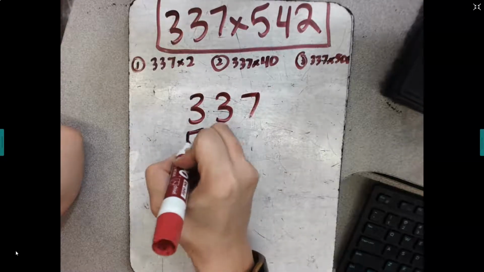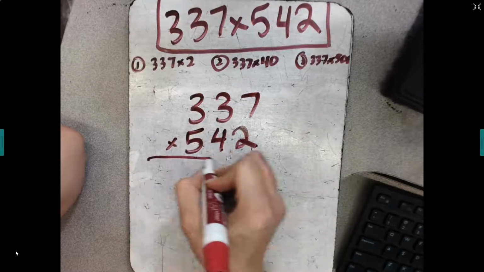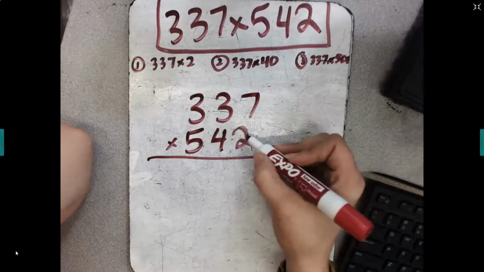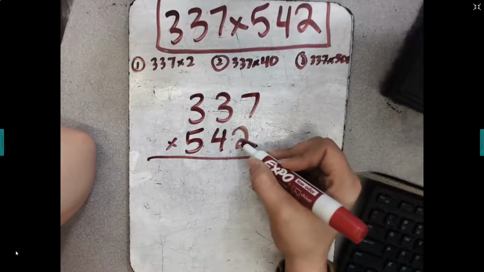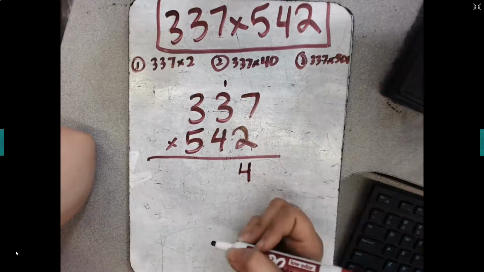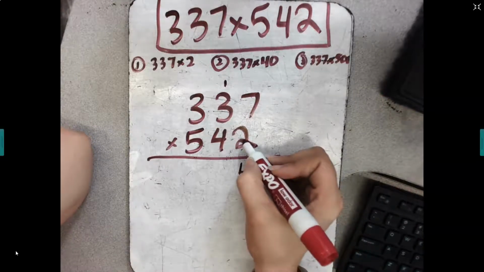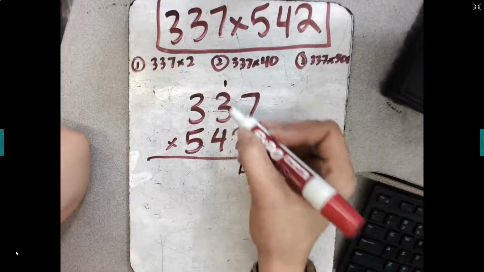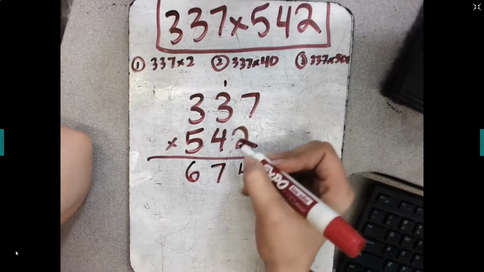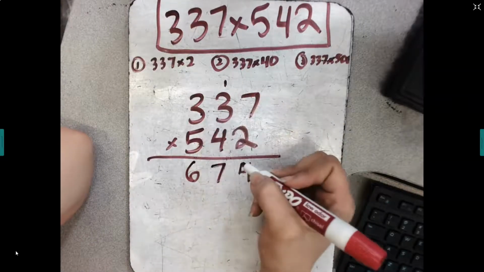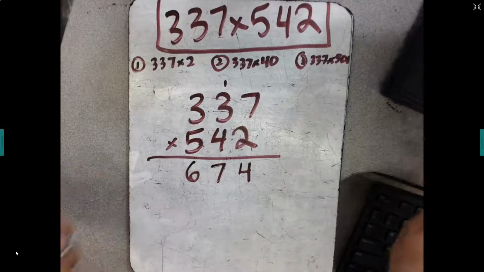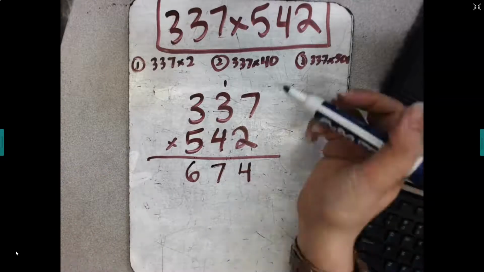I set it up by lining up my digits in their correct place values. And I'm going to start with my first step, which is going to be 337 times 2. So I start, just like I do with addition, over to the right. I'm going to do 2 times 7 is 14. I carry in my 1, just like addition. Then I'm going to do 2 times 3 is 6, plus the 1 is 7. And then I do 2 times 3 is 6. So I did 2 times 7, then 2 times 3, then 2 times 3 again. I go right to left just like I do with addition. Okay, I'm using different colors for each step.